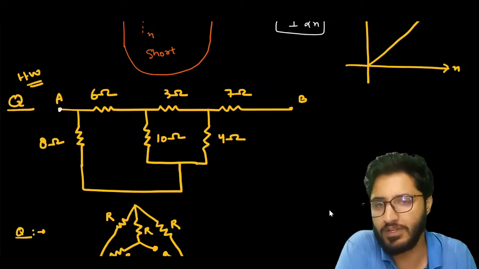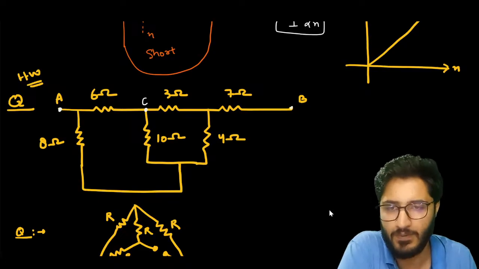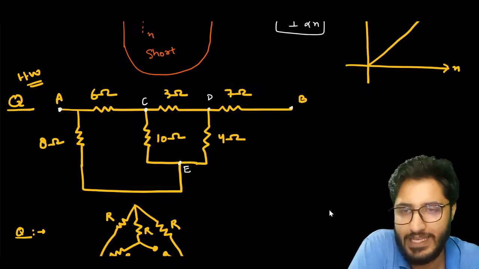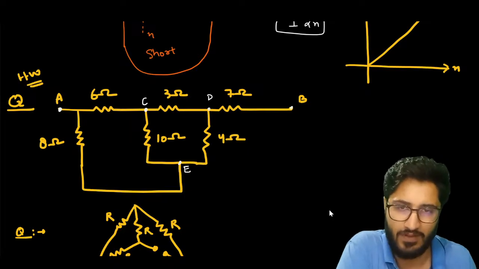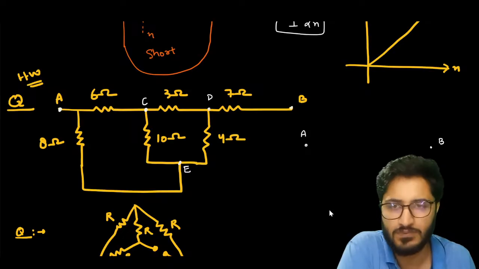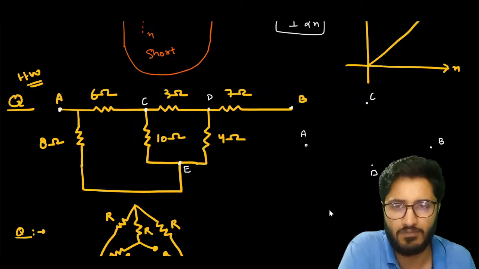If you can see, potential of this point is A, potential of this point is B. So let us take this point as C, D, then E. How many points we have? So we have A, C, D, B, E. So I will write here A point. This one is B. I will write here C. Then any point D, right?